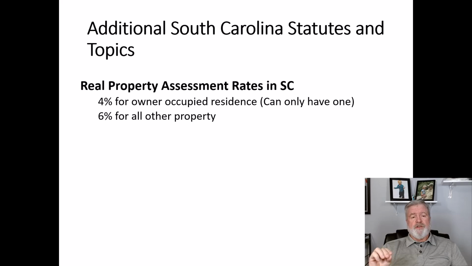Now, you'll notice, and it says right here, you can only have one piece of property that will be assessed at the 4% rate. Only one. Anything else, if you own multiple properties, then you're going to have to pay the 6% rate on all other properties. In fact, I'm not sure if it says it right here in your book or not. You'll see it later if it doesn't.